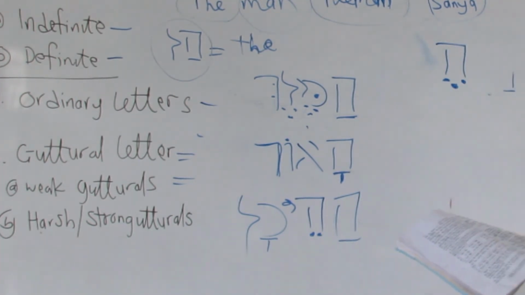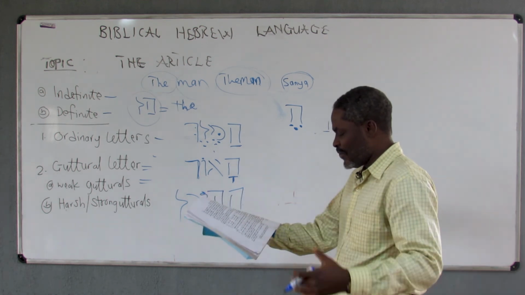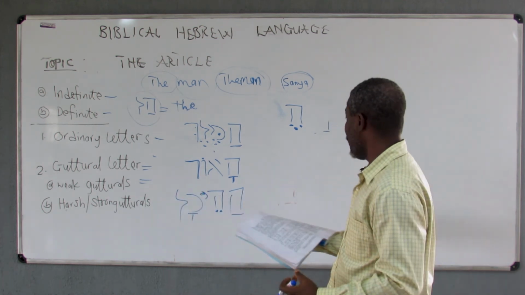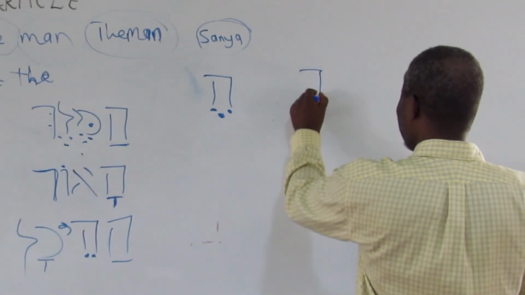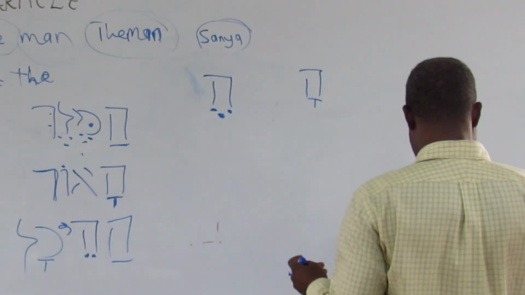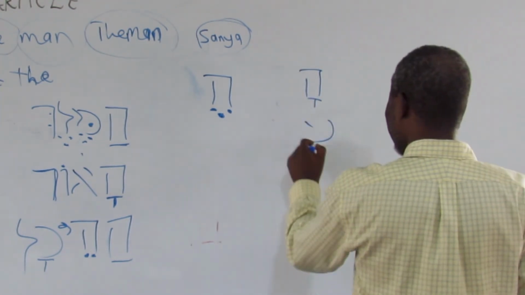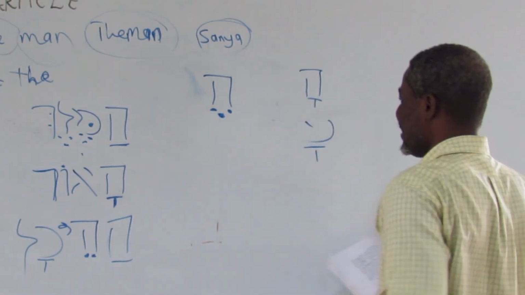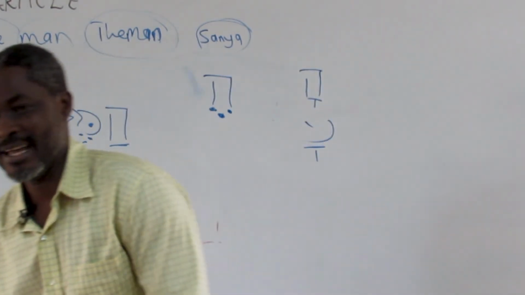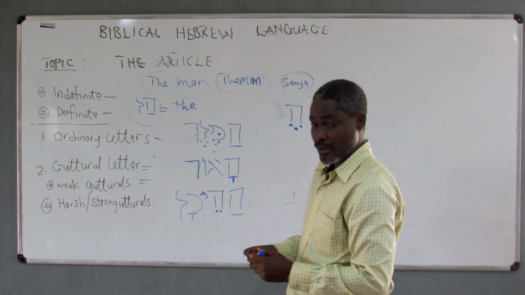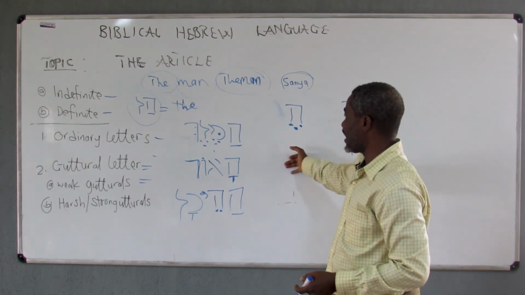This happens when the article stands before an unaccented letter. When you start before a letter with an unaccented kamets, the pata or kamets changes to segol. It changes to segol. God bless you. Look back at this.